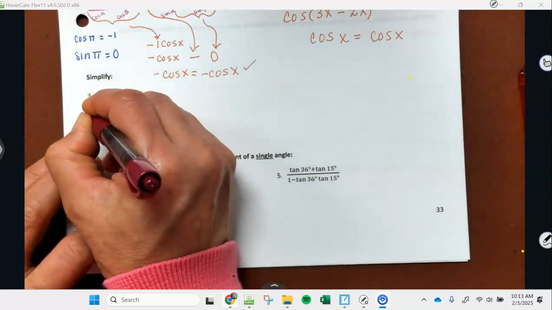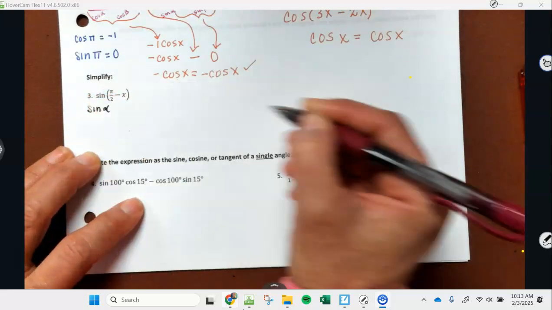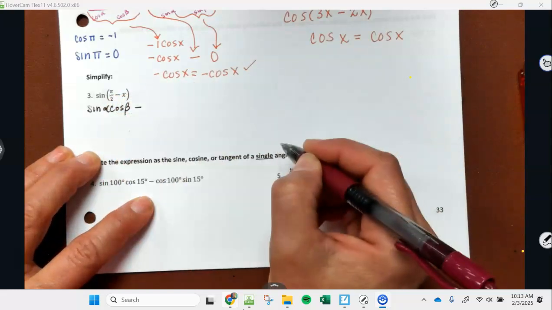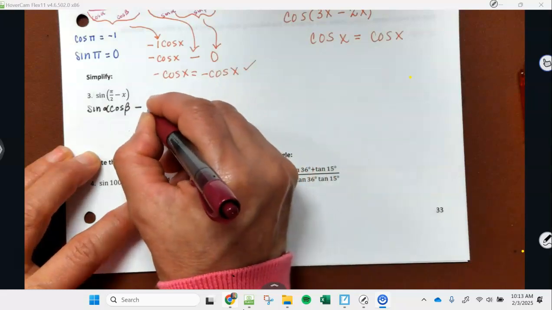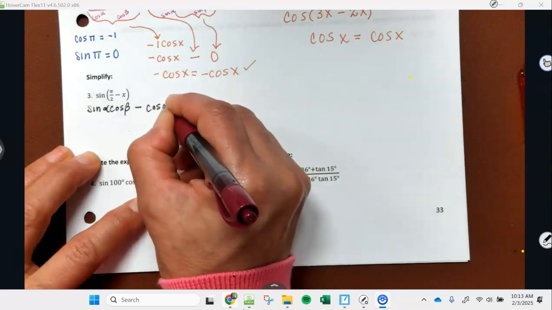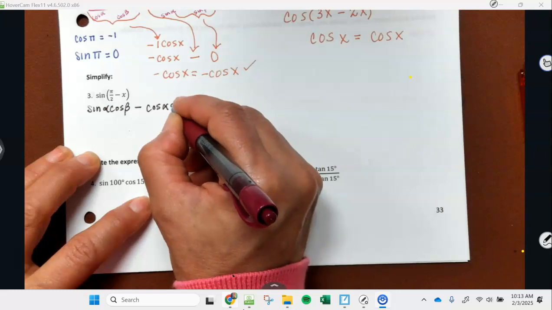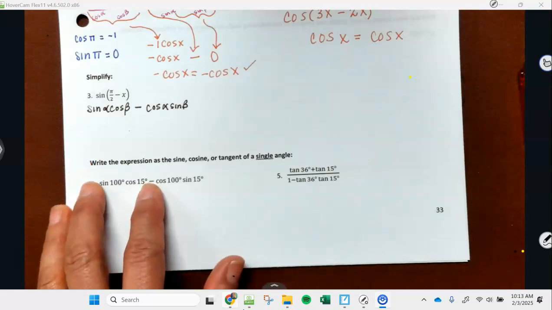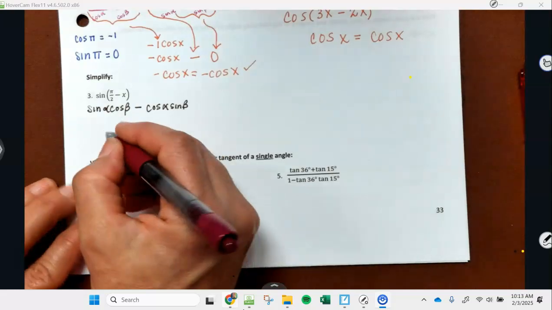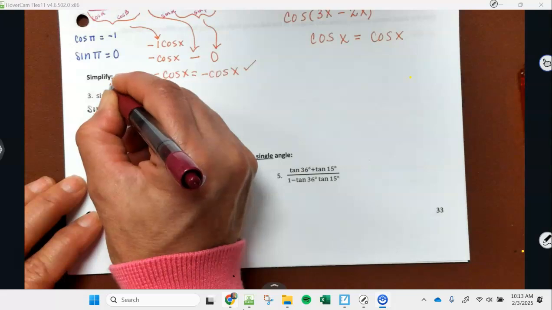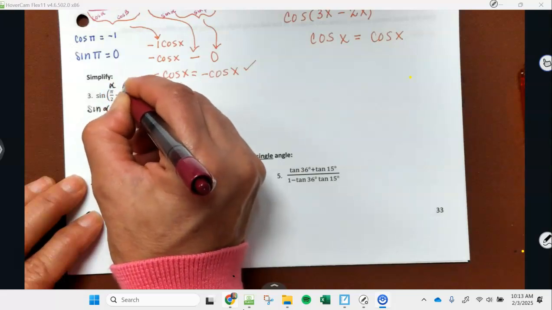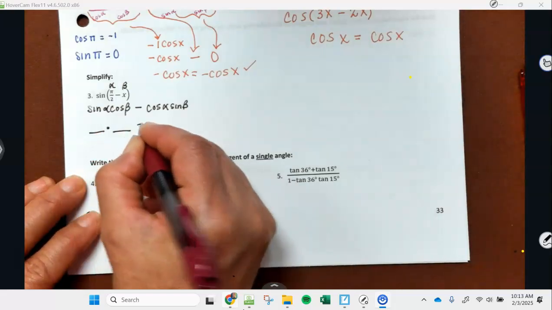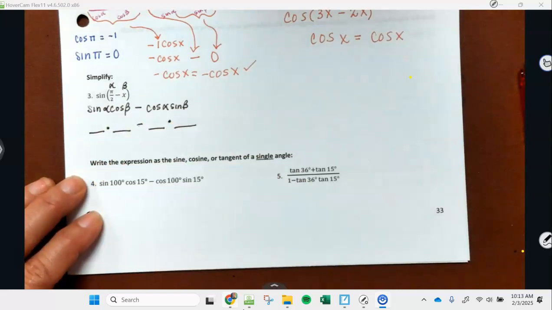This is going to be sine A times cosine B minus cosine A times sine B, or sine beta. So we're going to plug in what we know here and just kind of figure out what to do next. So remember, pi over 2 is alpha, x is beta. I'm going to draw my little template to put in my blanks here.